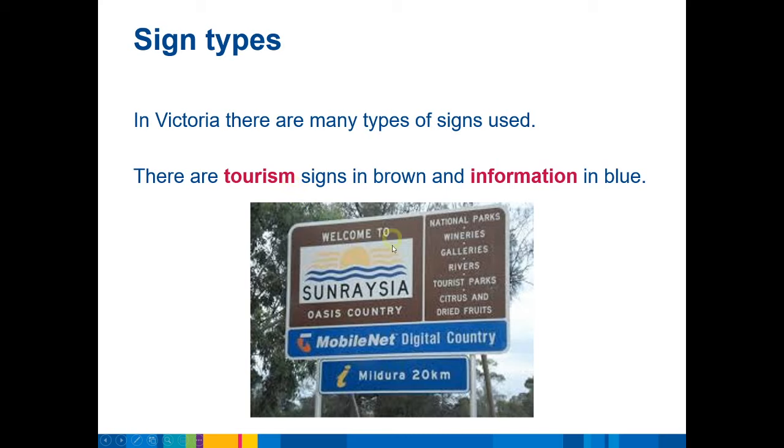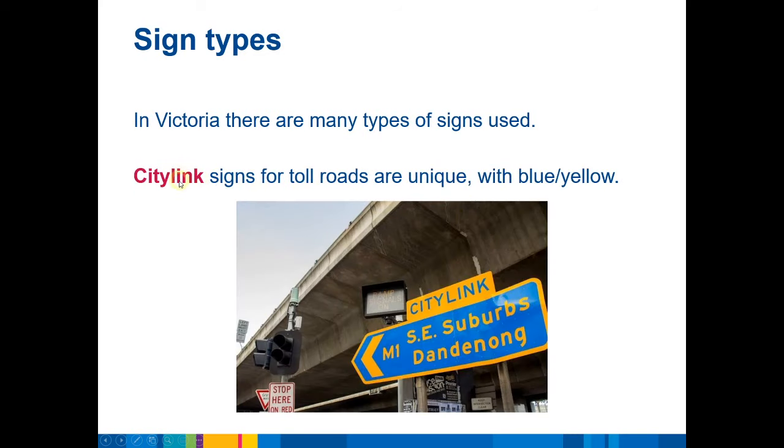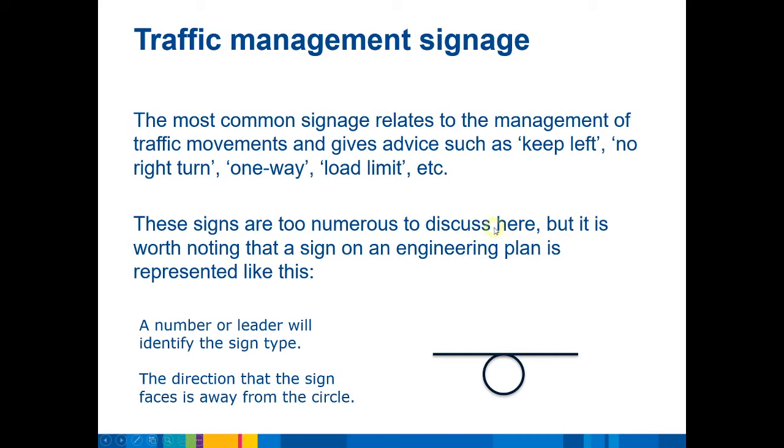We have tourism signs, which are in brown, and information signs in blue as well. And we've got a special class of sign as well, which are CityLink signs in blue with yellow. They're quite unique. And of course, these are all just the information signs. We have hundreds of other kinds, which I'll chat about briefly in a sec.